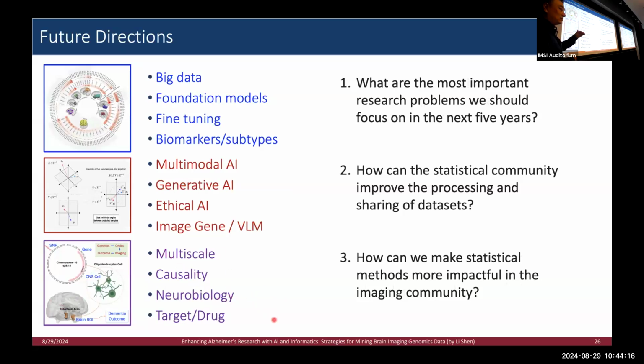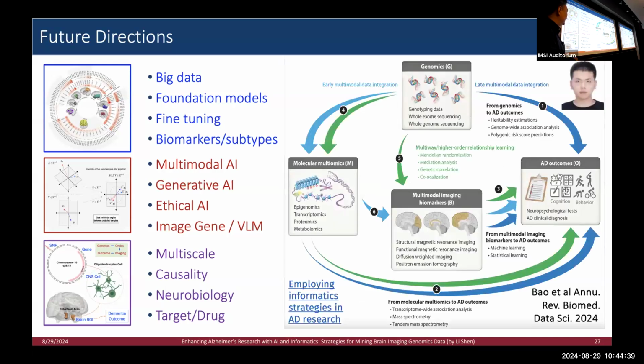You have data from different scales in order to have a better understanding of the biological mechanism. I think causal inference is important. You have multiple things, then mediation analysis, Mendelian randomization. All these methods can be applied here. Then we can have a better understanding of the neurobiology, and hopefully we can identify targets and look for drugs that can modify those targets. We have a review paper that talks a little bit about some of these topics if you are interested.